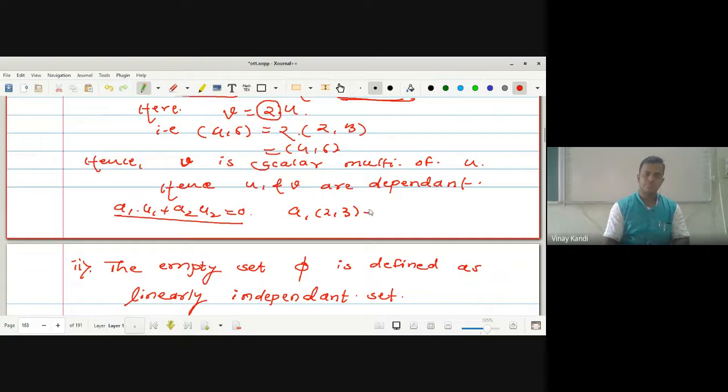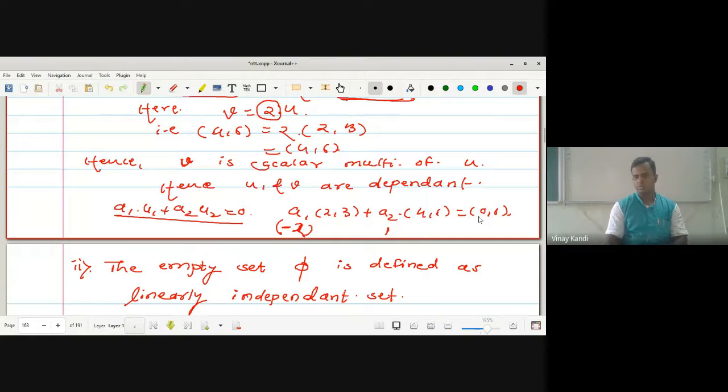2, 3. What is u2? 4, 6, which is equal to what? 0, 0. In order to pair, 0, 0 is the zero vector. So then what can I write in place of A1 and A2? If I write A1 is equal to minus 2 and A2 is equal to 1.